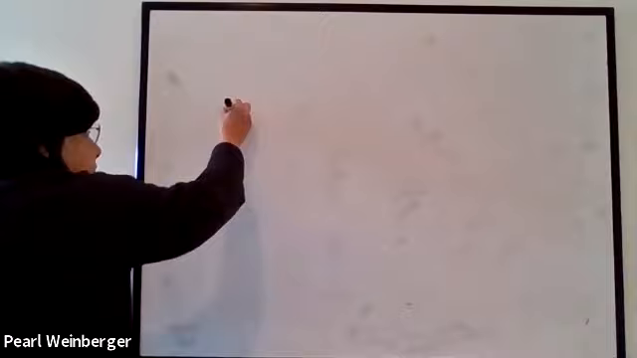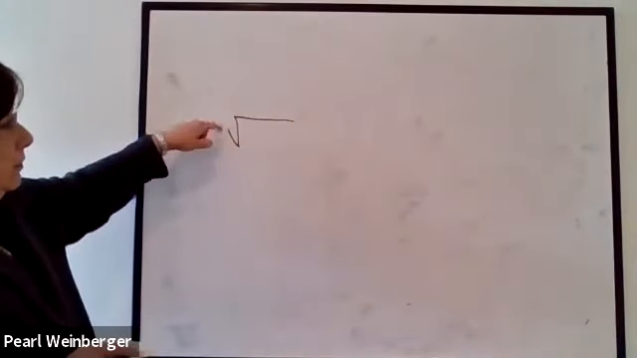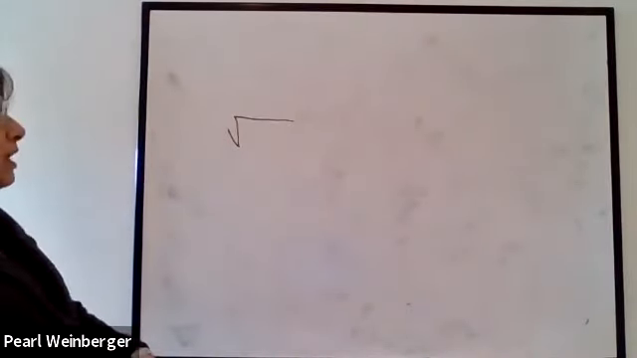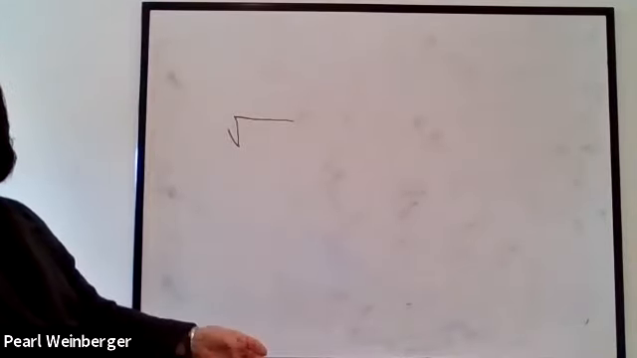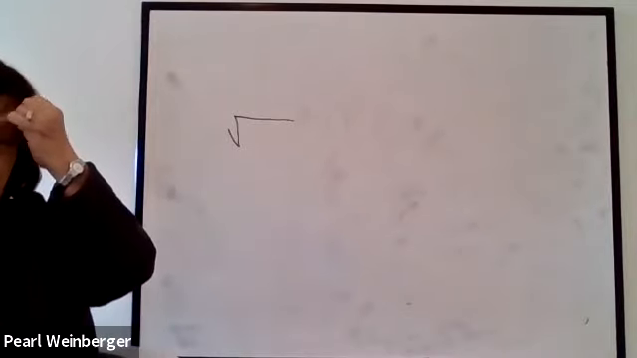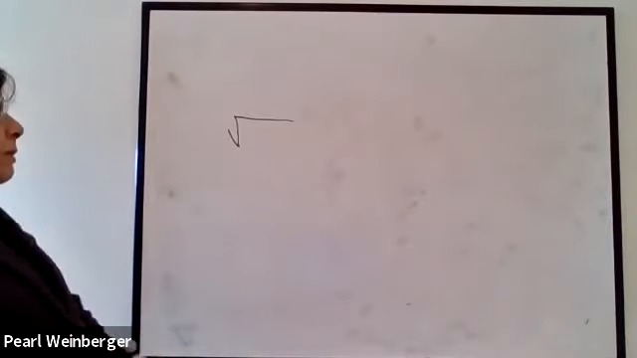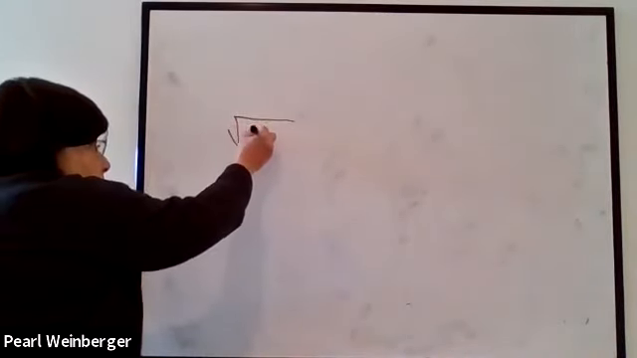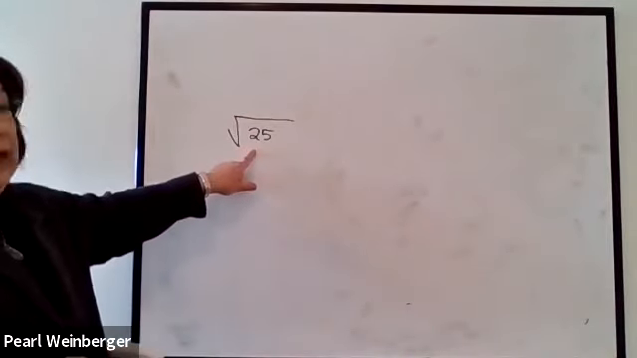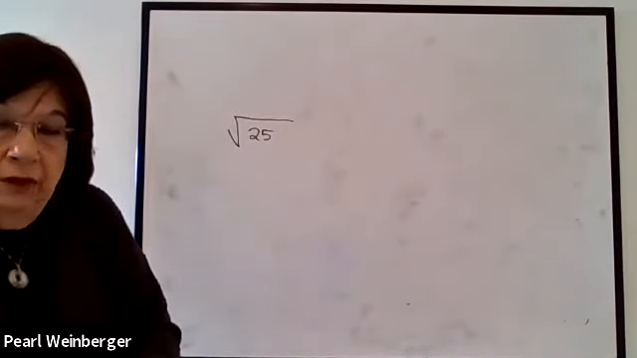This symbol that looks very similar to a division sign, except that instead of having a curve here, the front looks like a check mark, is what's called a radical sign. And that radical sign is used to indicate what is called a root of a number. For example, if I write radical 25, what I'm asking you to find is the square root of 25.